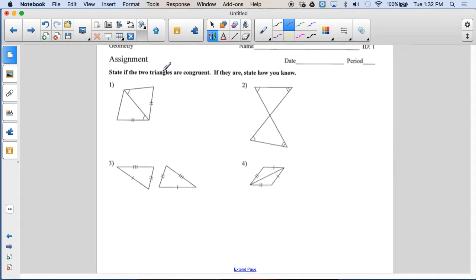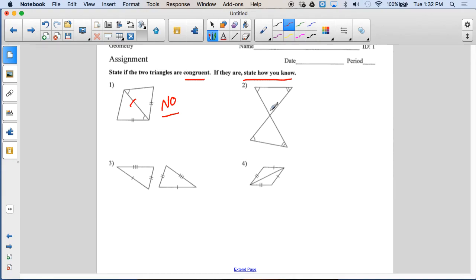Okay, let's do a little practice here. We're going to state if the two triangles are congruent. If they are, we'll state how we know. So let's see. They do share this side, but I don't know anything about this other side. So this one I'm going to have to say no. They're not going to be congruent, and I certainly don't have enough information.